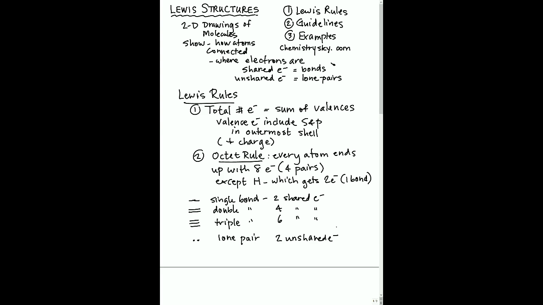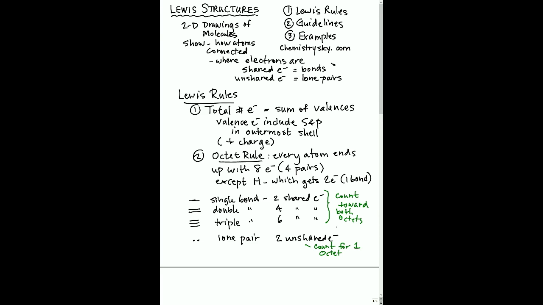And just ahead of time, shared electrons count toward both octets of the atoms they're connected to. Lone pairs only count for 1 octet. So bonds are always going to be a more efficient way of using electrons, because a single bond, which is 2 electrons, counts towards 2 different octets. A lone pair only counts towards the atom it's connected to.